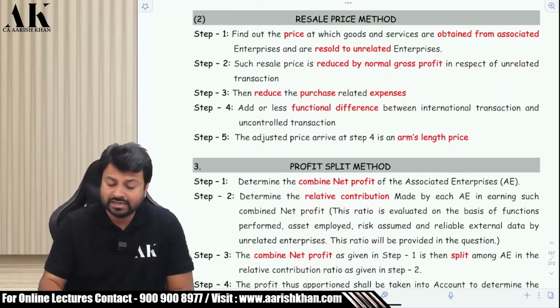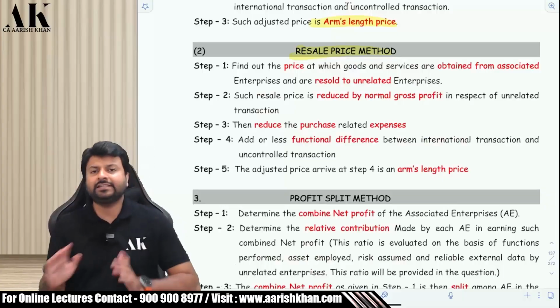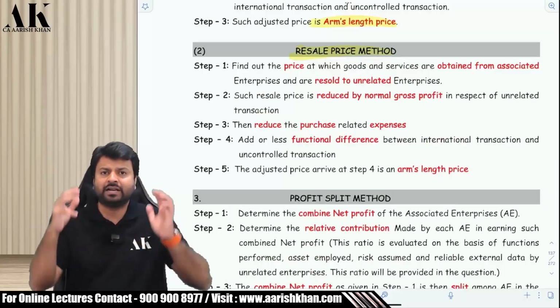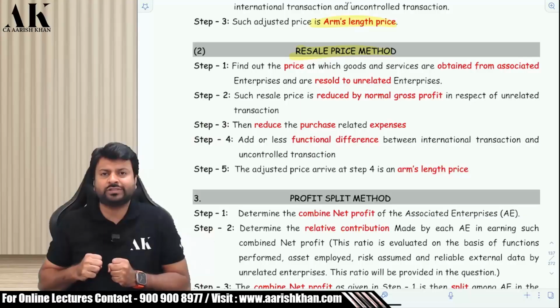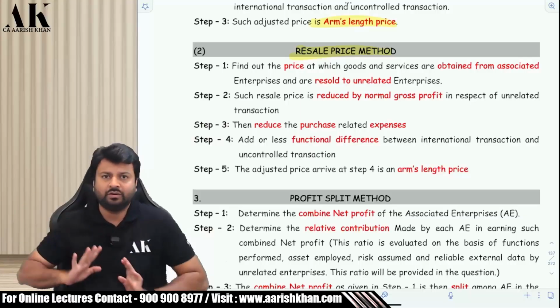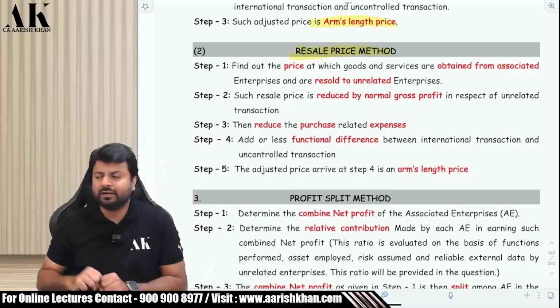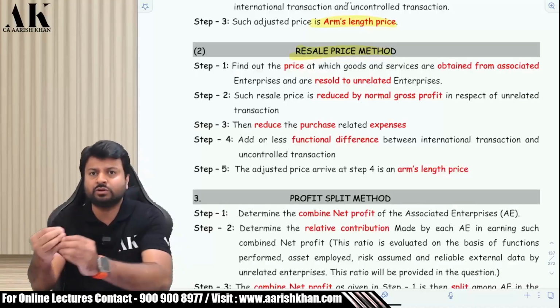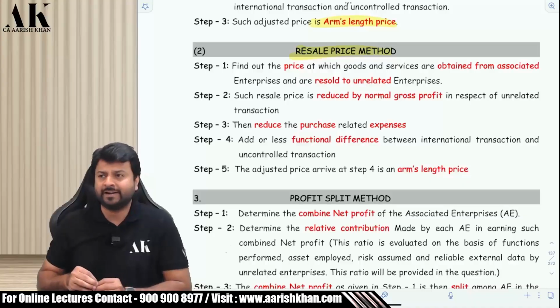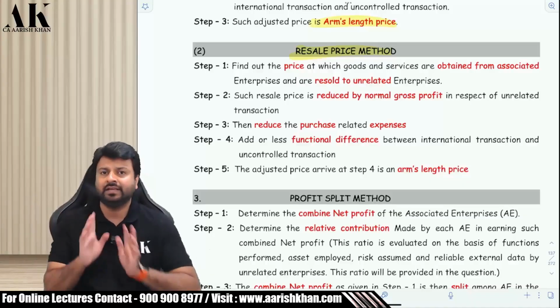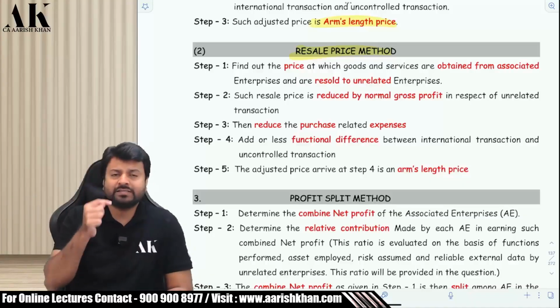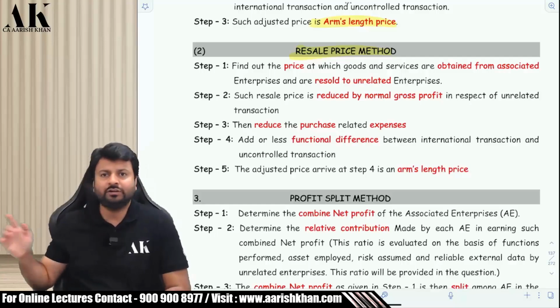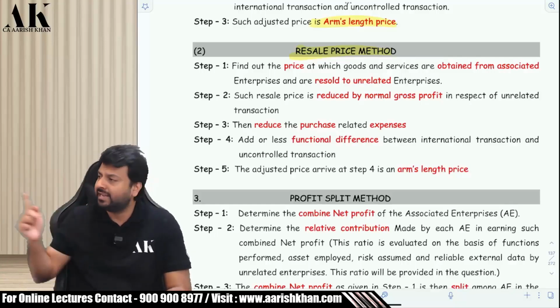Okay. Resale price method, what happens? In resale price method, what happens? First of all, let me give you a background. You purchase some goods from your associate enterprise and then you sell to a third party. At the same time, you also purchase some goods from an unassociated enterprise, that is an unrelated party, and you sell to an unrelated party. So there are 2 transactions. One you are purchasing from your associate entity, selling to a third party. One you are purchasing from a third party and selling to a third party.